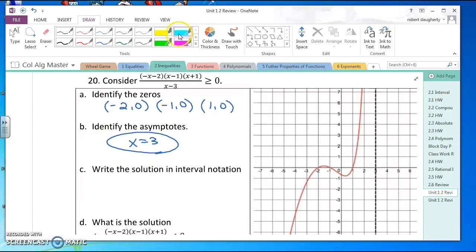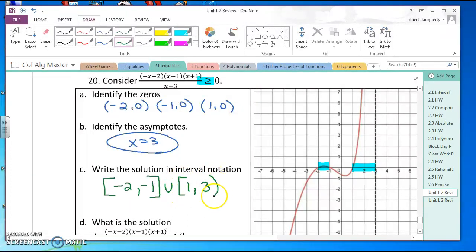So the solution is where am I greater than or equal to 0? So where is the graph above the axis? That's from here to here, and it looks like from here to here. And so those intervals are -2 to -1. Remember, it's greater than or equal to. Those are square brackets. And then the next interval is from 1 to 3. So square bracket around the 1, but parentheses around the 3, since that's an asymptote.